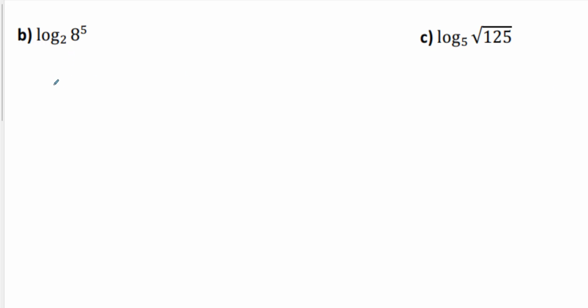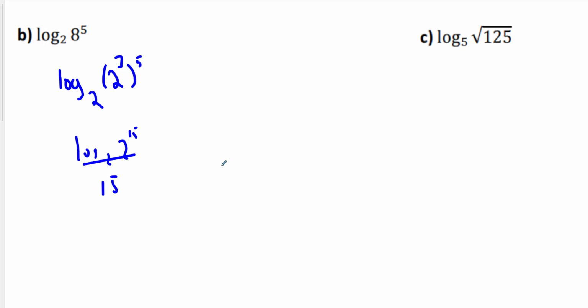First one, doesn't really matter which method you use. Find out 8 to the power of 5. That's obviously 2 to the 15. Log base 2, 2 cancels out. The answer is 15. Yeah, good job.